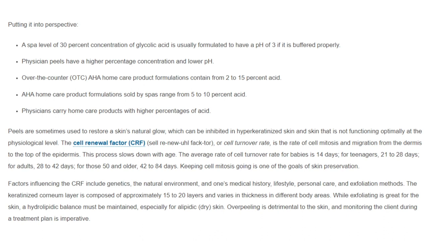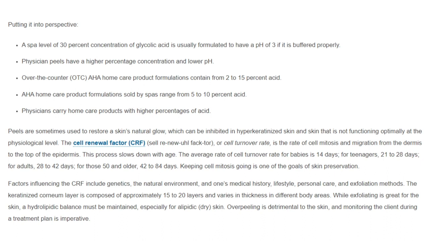Over-the-counter, OTC, AHA home care product formulations contain from 2 to 15% acid. AHA home care product formulations sold by spas range from 5 to 10% acid. Physicians carry home care products with higher percentages of acid. Peels are sometimes used to restore a skin's natural glow, which can be inhibited in hyperkeratinized skin and skin that is not functioning optimally at the physiological level.